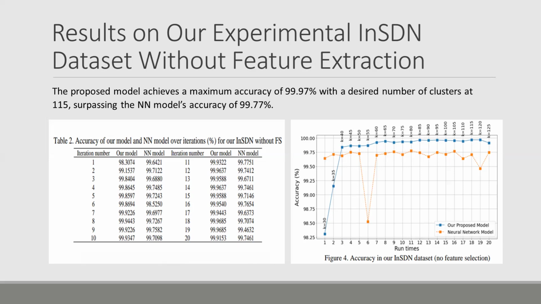In the first experiment, conducted without feature selection, we tested the impact of varying the desired number of clusters K. As shown, our model achieved a maximum accuracy of 99.97% at k equals 115, outperforming the neural network's accuracy of 99.77%.